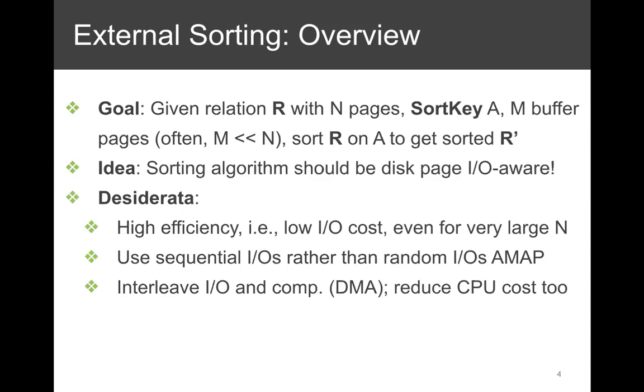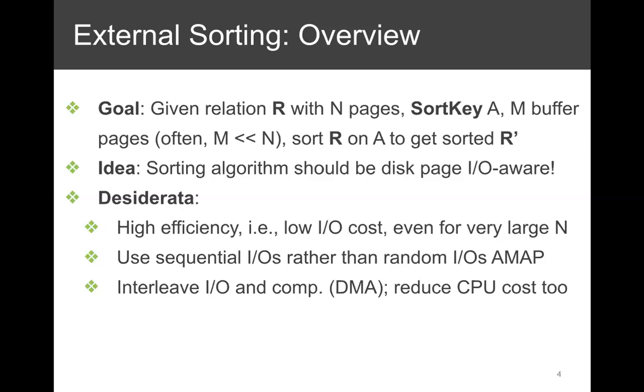What are our desiderata for this external sorting procedure? One, obviously, we need high efficiency. We want to have very low I/O cost, even for very large n's. Recollect that for real-world relational databases, the sizes of certain files can even go into petabytes, so n can be in billions. We want to use sequential I/Os as much as possible rather than random I/Os.